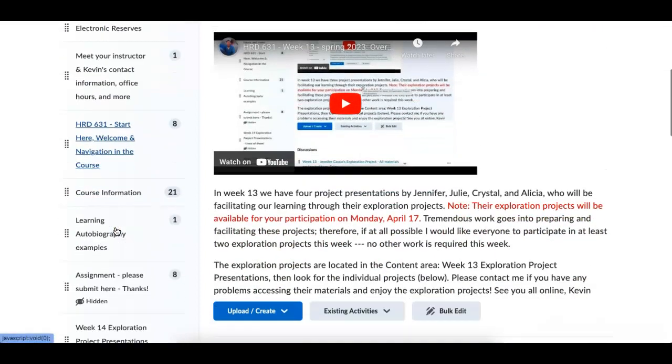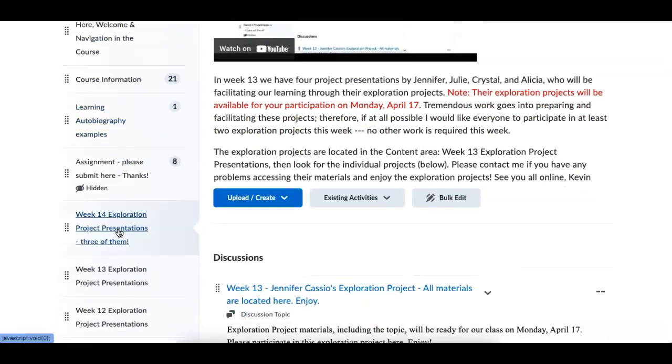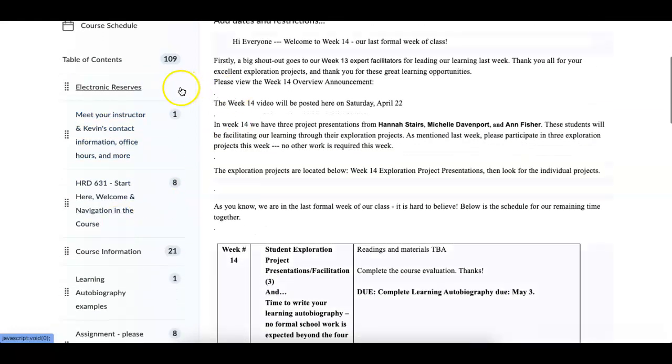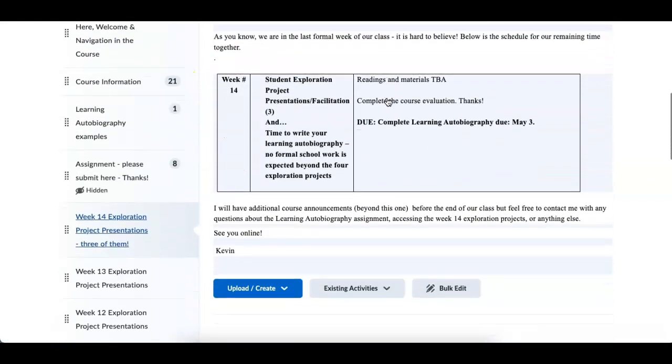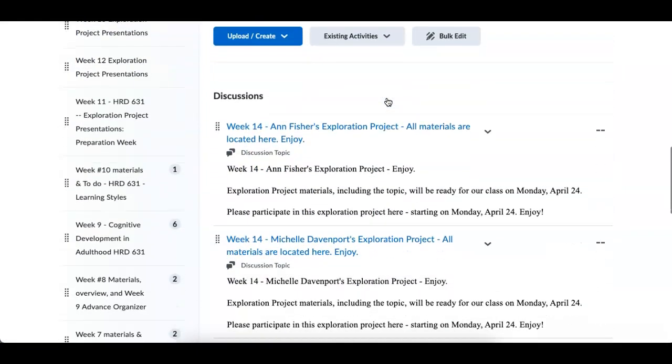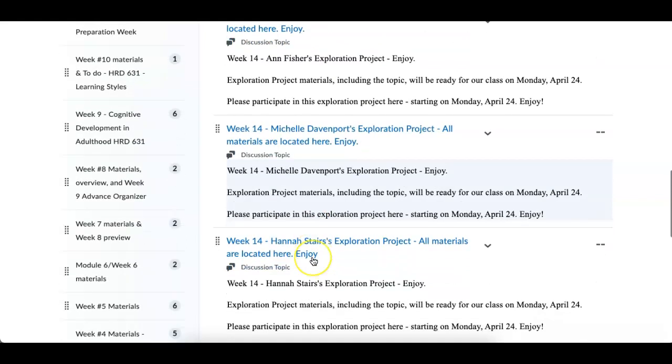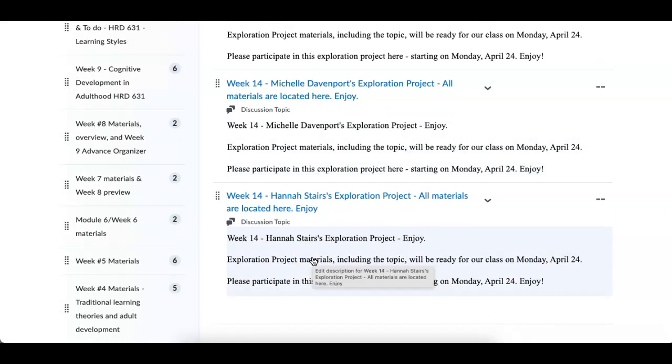Let's come over here. Week number 14, we have 3 exploration projects. Once again, a big shout out to everybody here. We have a couple of things going on. We have 3 projects this week, Anne, Michelle, and Hannah. And they will have their materials loaded by Monday morning. Same deal as the past couple of weeks.